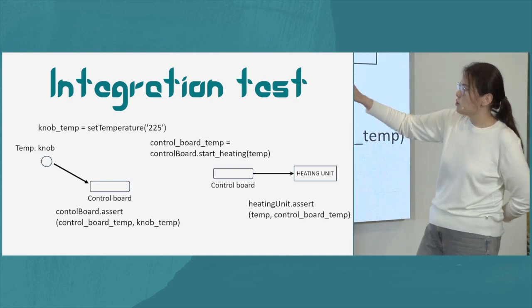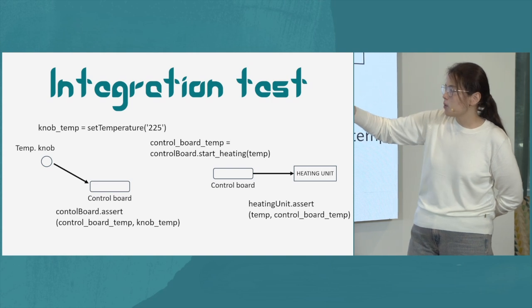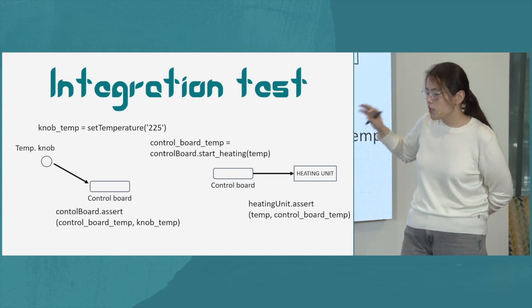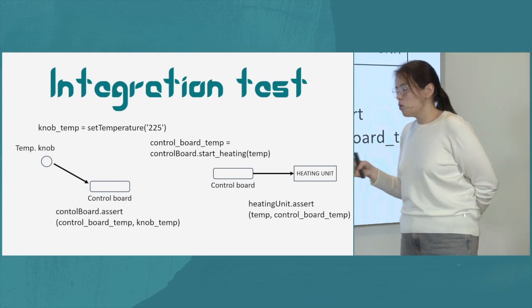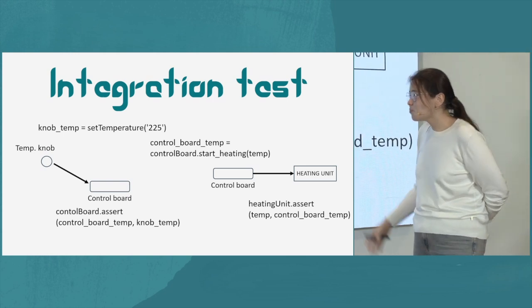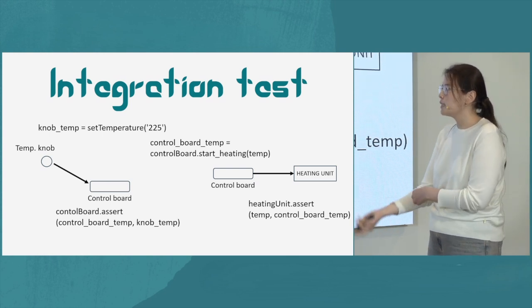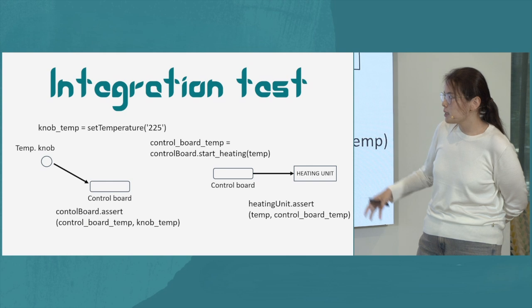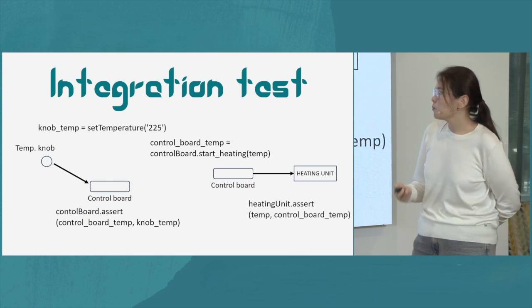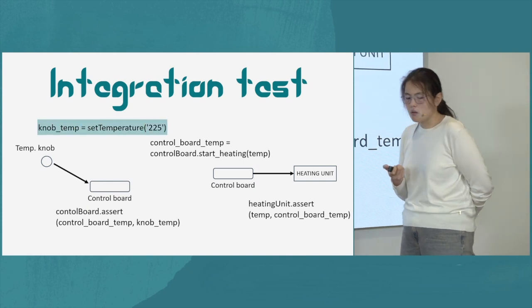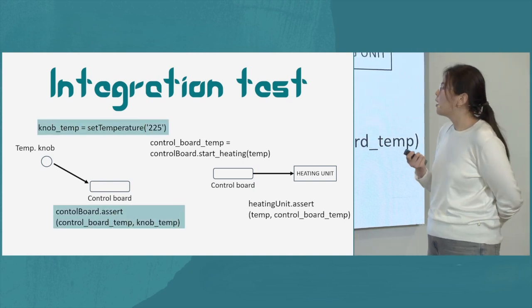And basically, you might ask, why did we split temp knob, control board, and heating unit? Because for an integration test, I mentioned that we could test 2 or more components, but it would be really complex to test 3 components in one test. That's why we just make it simpler and split it. But you can do it with the 3 components as well. So, yeah.